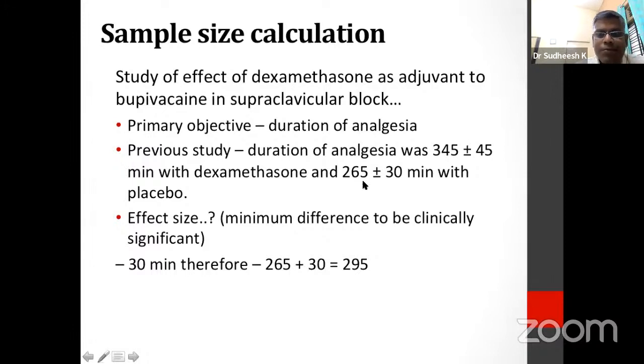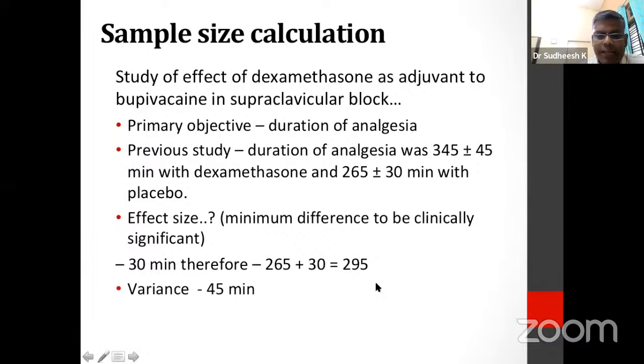Why I'm taking the placebo group is because this is most of the time well known. That means without dexamethasone, if you do any study with a particular dose of bupivacaine, you know that the value more or less revolves around this number only. So that's why we take this number as the reference, and we assume that by addition of dexamethasone, another 30 minutes of duration of analgesia is added. So you will get approximately 295 minutes when you have 265 minutes duration of analgesia without dexamethasone.